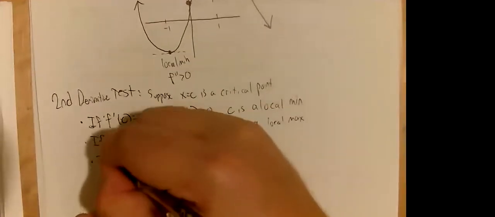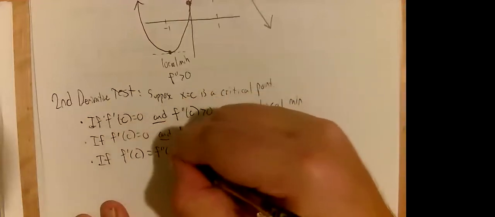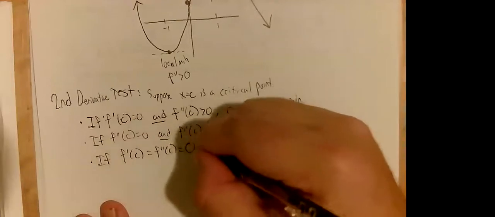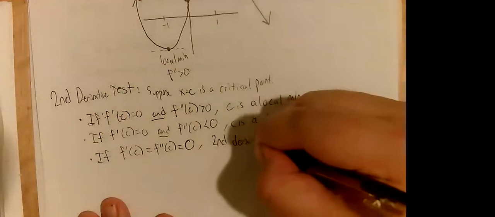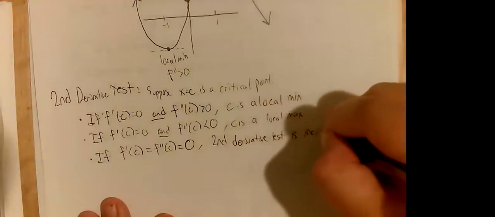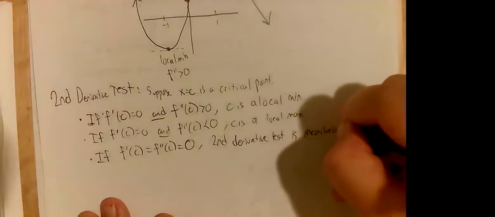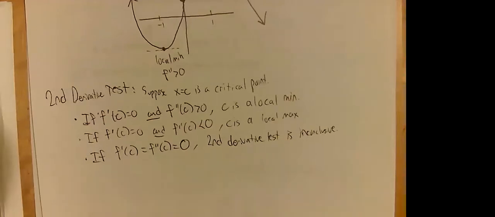Now if f prime of c and f double prime of c are both 0, the second derivative test is inconclusive. So what does this mean? It means that we need to resort to the first derivative test or some other method to tell us whether we're going to have a local min or max. And this really could go either way.